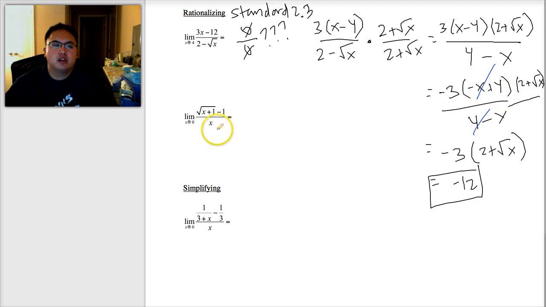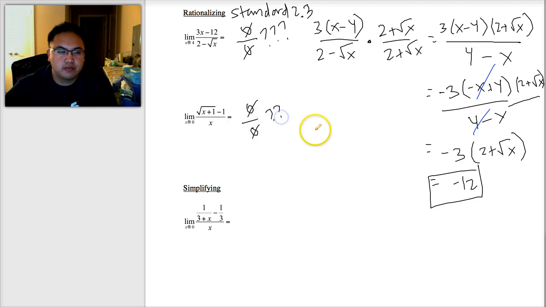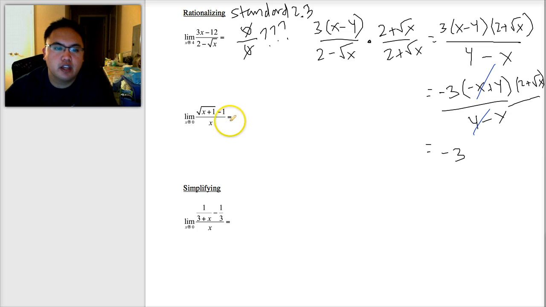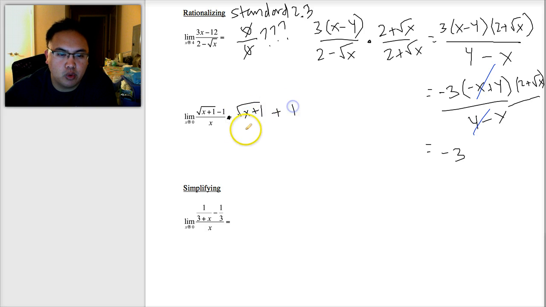Okay. This problem, same thing. If I plug in a 0, spoiler alert, you get 0 over 0. Okay. I notice that I have a square root in this problem. And I notice I can't factor anything, so I'm just going to multiply by the conjugate. Okay. So let me see if I can delete this. Oh, there you go. And let's multiply by the conjugate, which in this case is going to be square root of x plus 1 with a plus in the middle, 1.